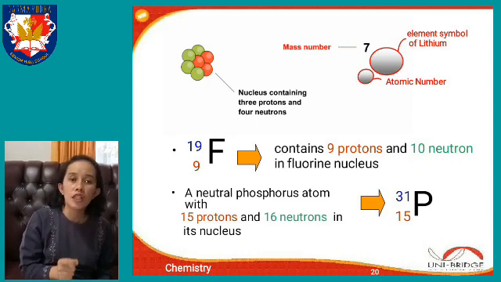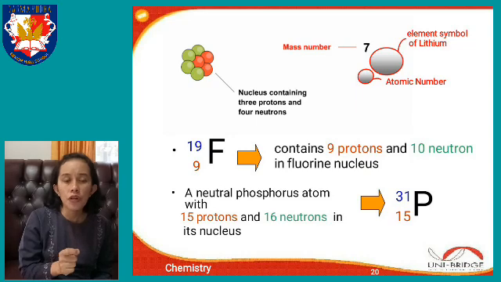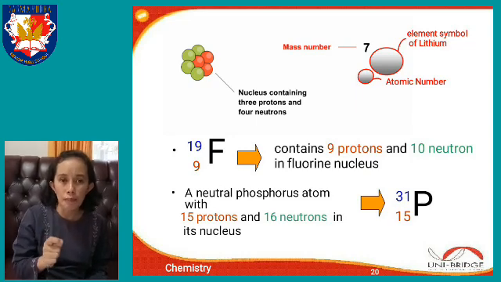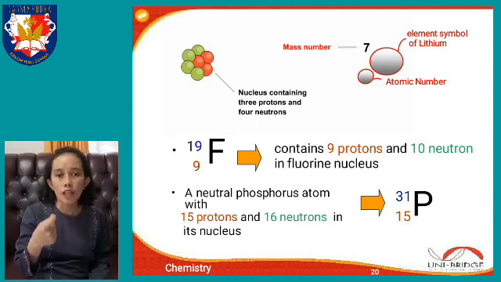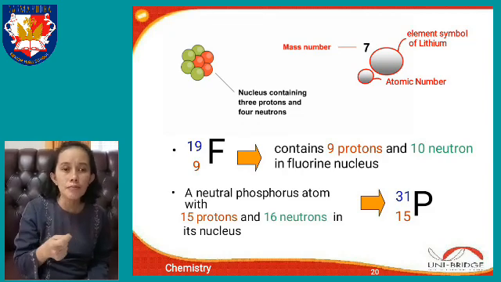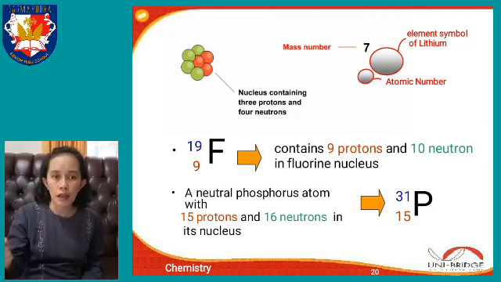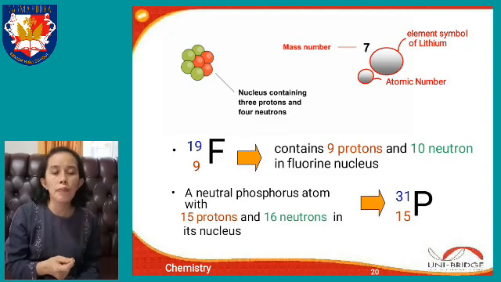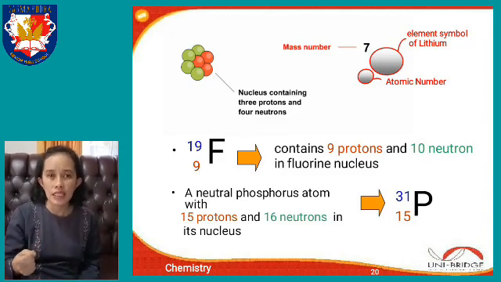But it's different for the neutron number. To get the neutron number, we need to subtract: mass number minus atomic number. So 19 minus 9 is 10. So the neutron number of the fluorine element is 10.